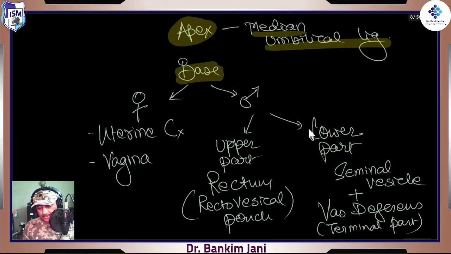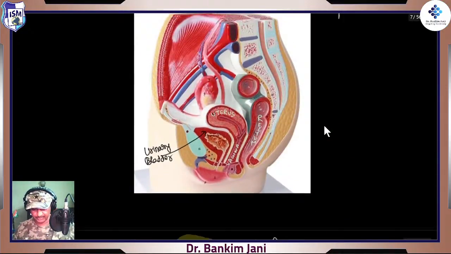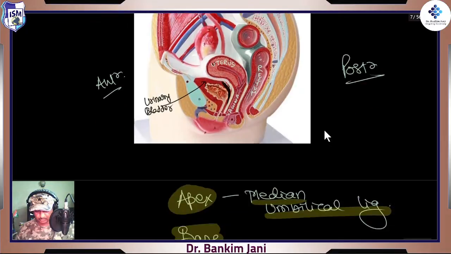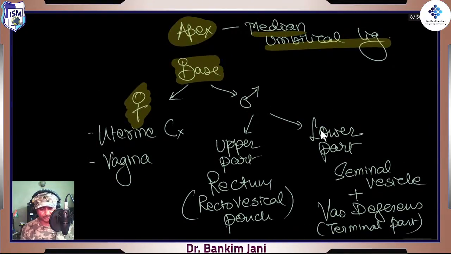Regarding the base in case of female, we just saw that the base actually means the posterior part, right? So in case of female, here this one is anterior and this one is posterior. So that means this one would be the base, this one is the base. And see, the base is associated with what? It is associated with the uterine cervix and the vagina. Makes sense, right? So this is fine.